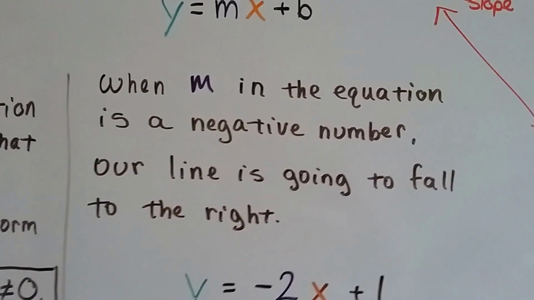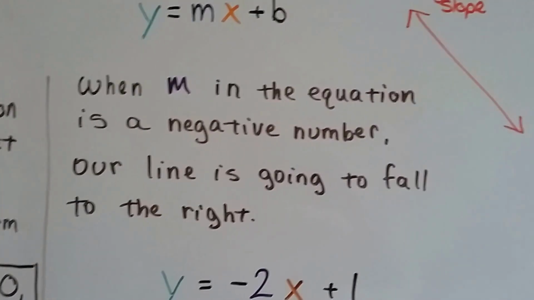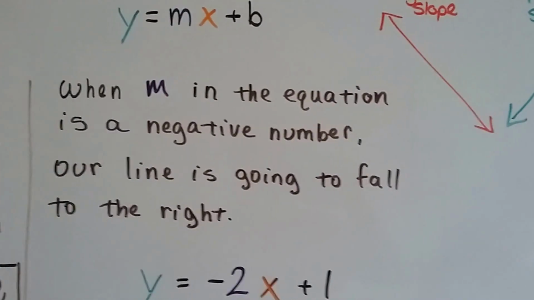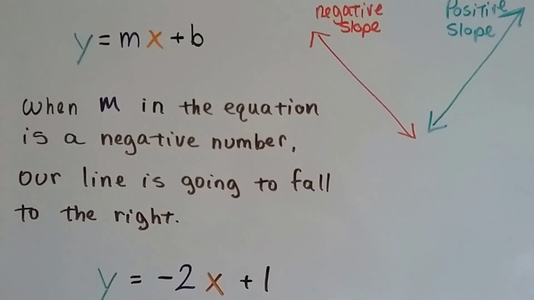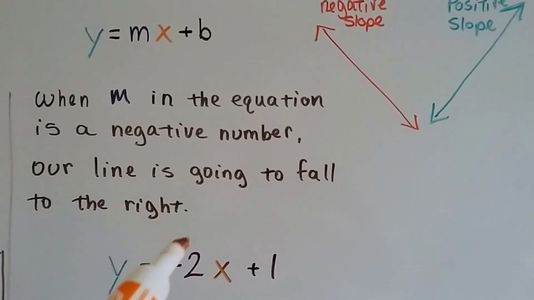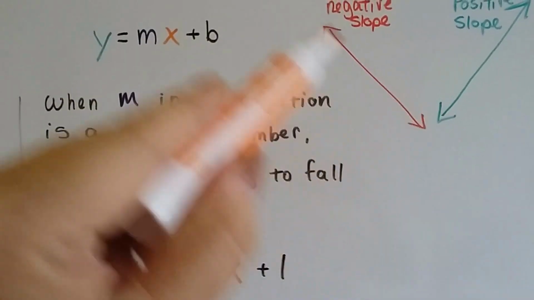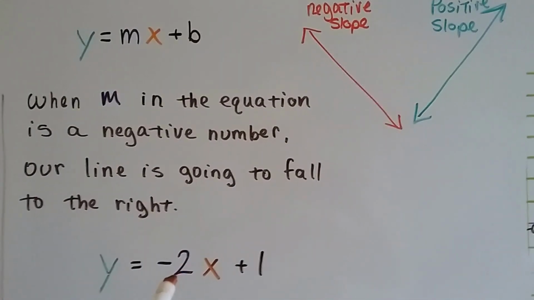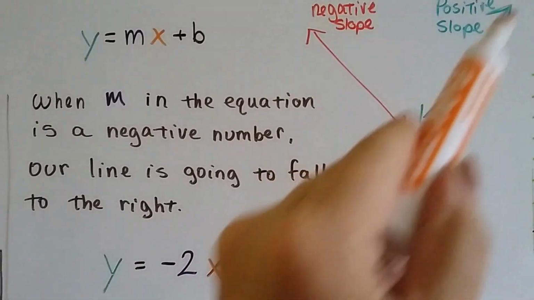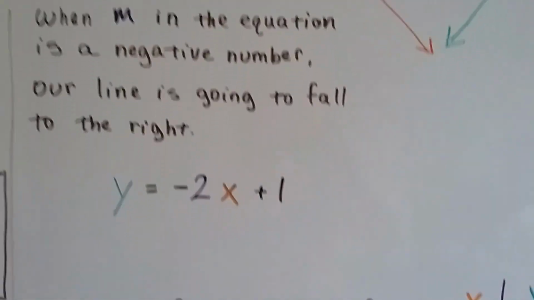We've got our equation y equals mx plus b. When m in the equation is a negative number, our line is going to fall to the right. It's going to be a negative slope. Look at that, we've got a negative 2 here. We know right away our line is going to go in this direction. If it were a positive number right here for m, it would go up in this direction. See? It'd be a positive slope.